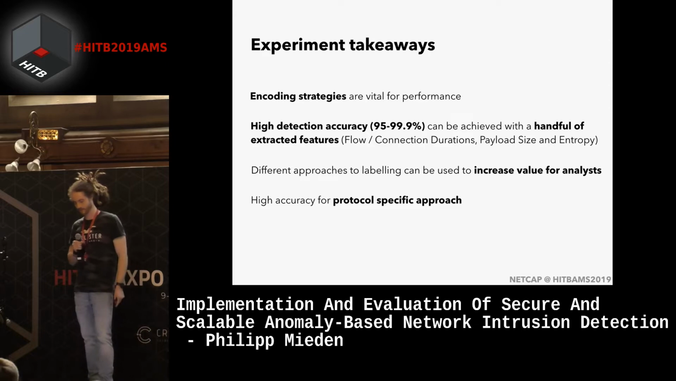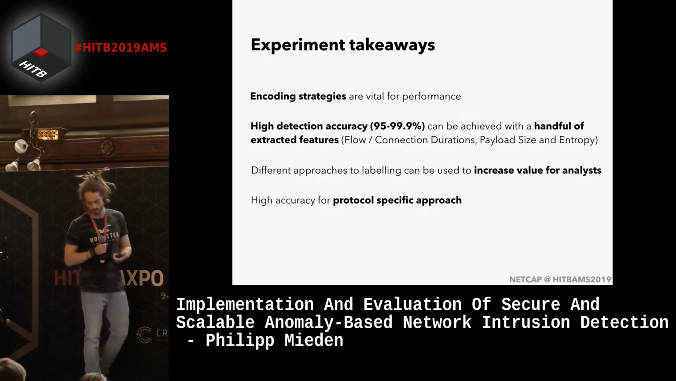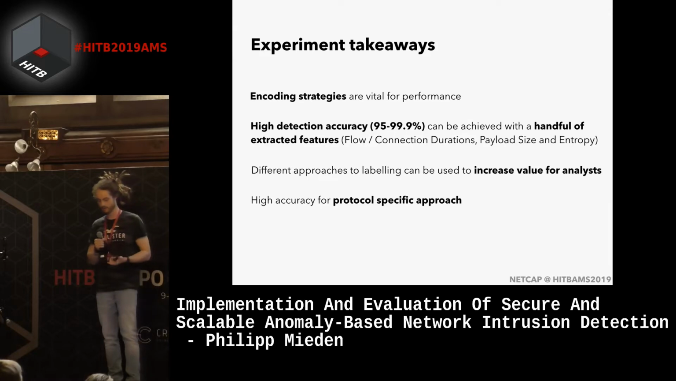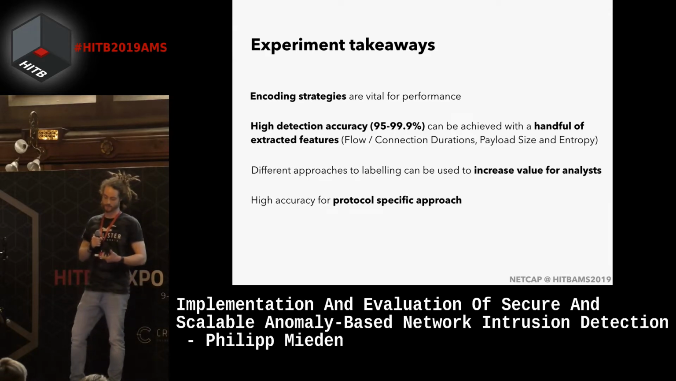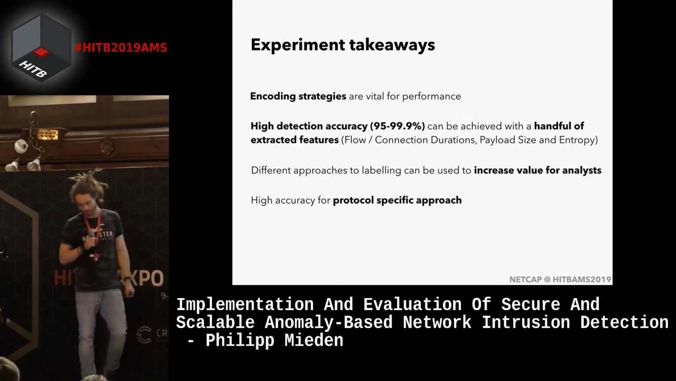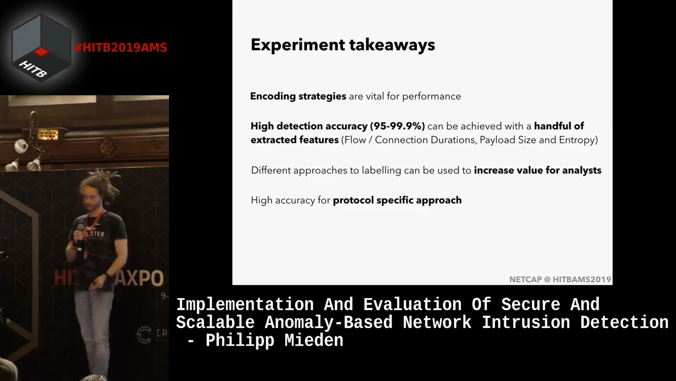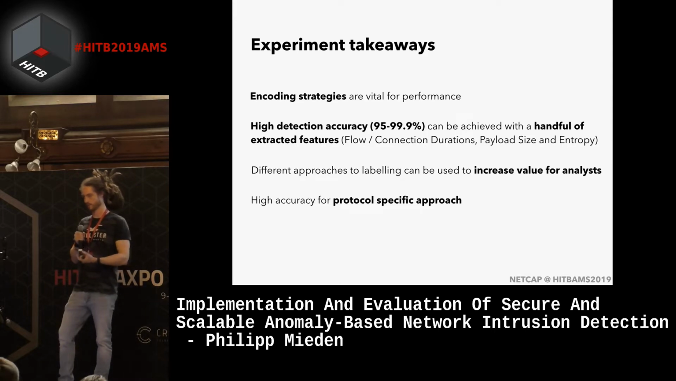Another interesting observation is that I got a really high detection accuracy with just a handful of extracted features. So extracted or generated features are those that we have to compute, so it costs resources to generate them. And the other ones were collected features that are directly available, like port numbers in a packet header, for example. So I was only using a handful of features like durations for flows or connection, or the payload size for certain audit record types, and the payload entropy in some cases.